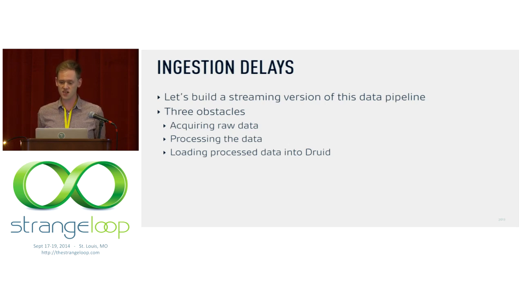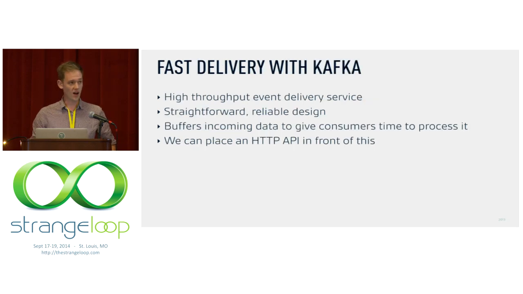What we started doing last year was building a real-time version of this pipeline. So we decided to go back to what the data pipeline actually does and figure out how we can make it real-time. There are three things that a data pipeline does. You have to acquire raw data somehow. You have to process that data, the transforming and cleaning and joining. And you have to load the processed data into your query engine, which in our case is Druid. So we attack each of these three things independently.